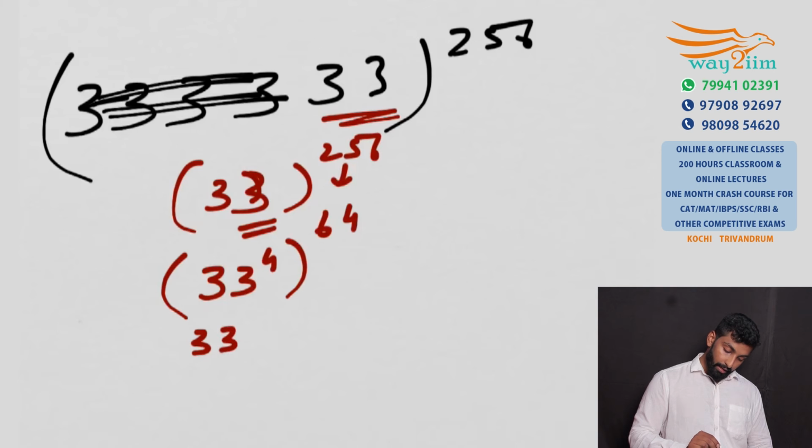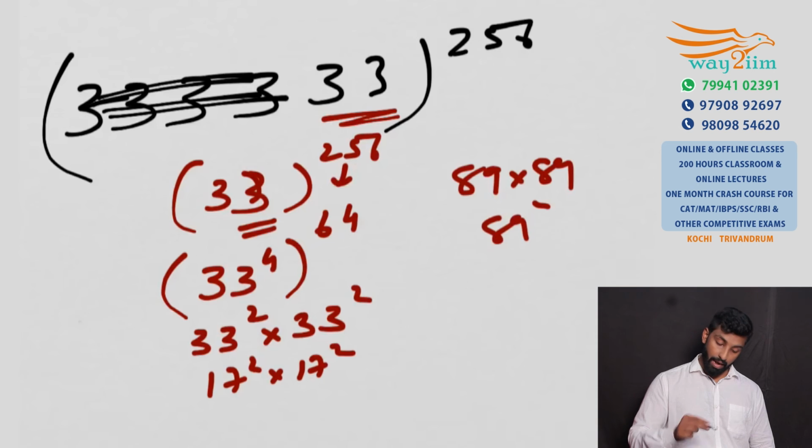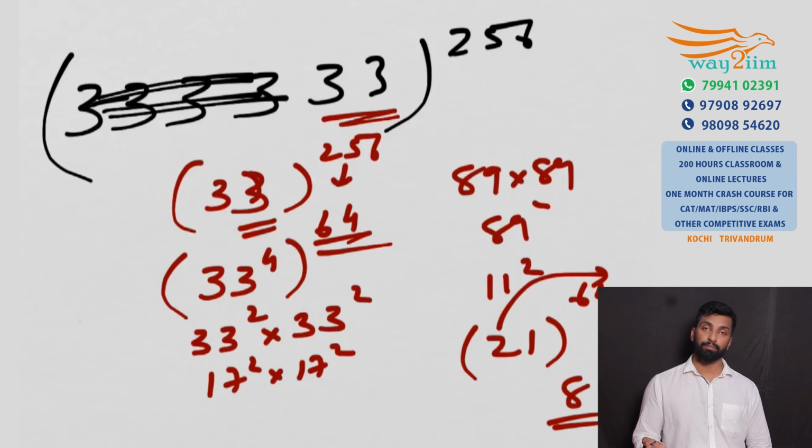Then what is 33 raised to 4? You will write it as 33 square, 33 square. We know that it is 17 square and 17 square. We know 17 square as 89 into 89. So this you will get as 89 square. And we know 89 square will be equal to 11 square. So finally you got 21 with the power 64. So we know the number ending in 1: last digit will be 1, and 4 into 2 you will get 8.